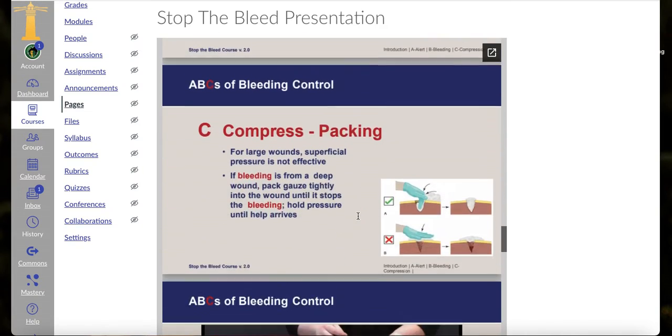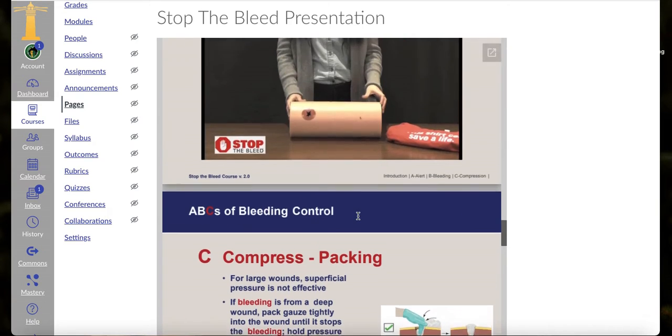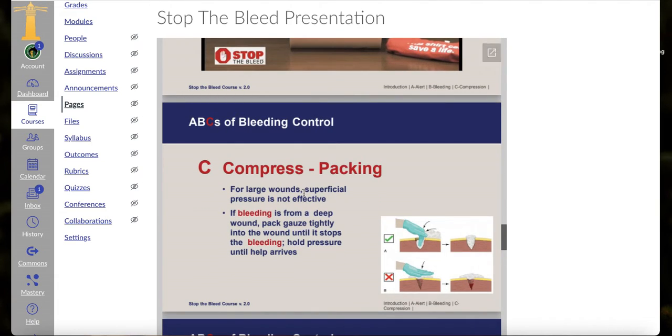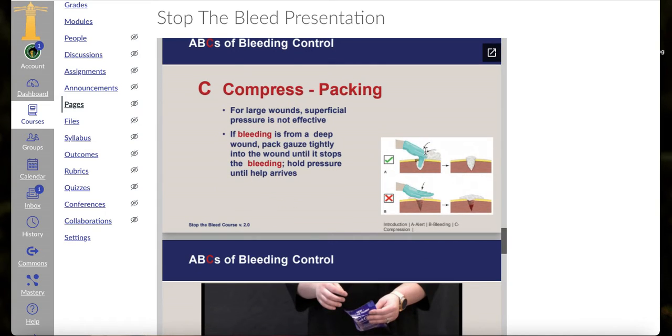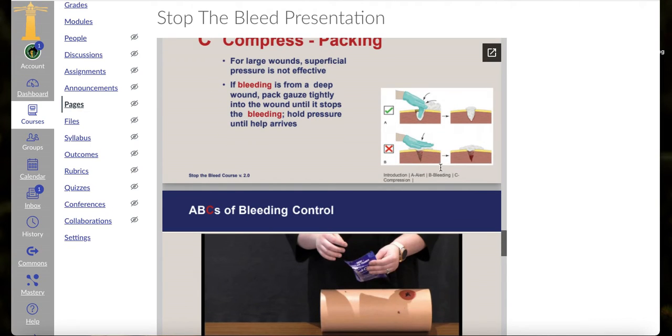Okay, now for large wounds, the pressure is not going to be good enough. So if the wound is very, very deep, you can try to put pressure, but what's going to happen is that blood is just going to soak on through whatever cloth or gauze you have over top of it. So if the bleeding is from a deep wound, you're going to pack the gauze tightly into the wound until it stops bleeding, and then you're going to also apply pressure. So if you look here, you can see how they are actually packing the gauze into the wound, not just putting the gauze over top of it.